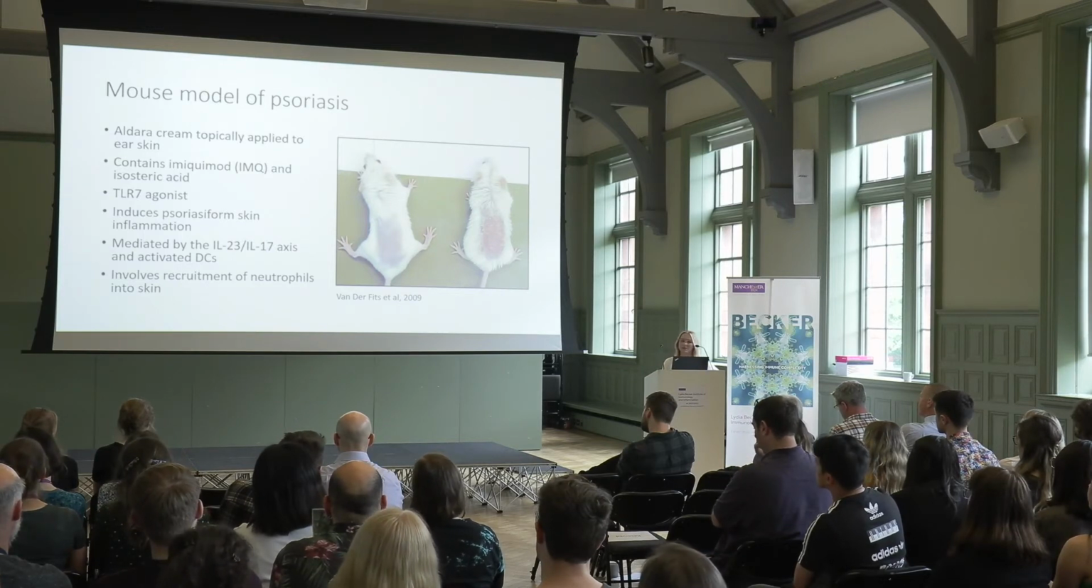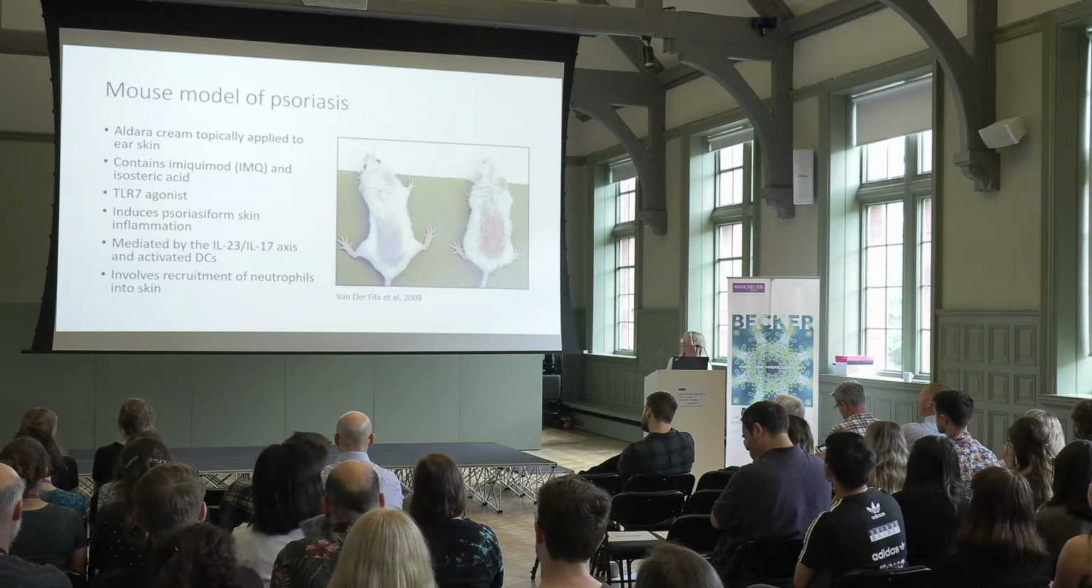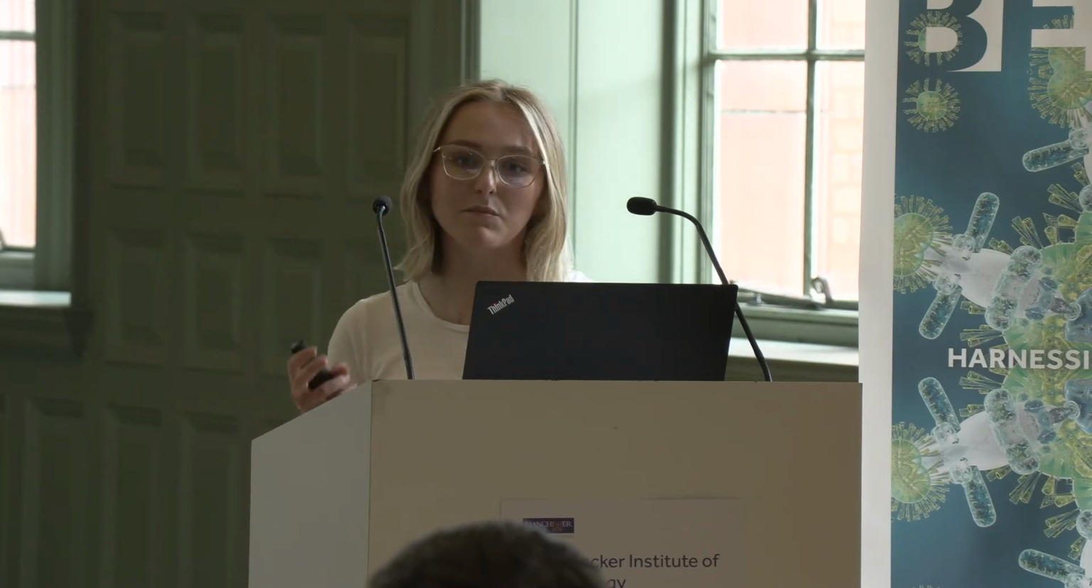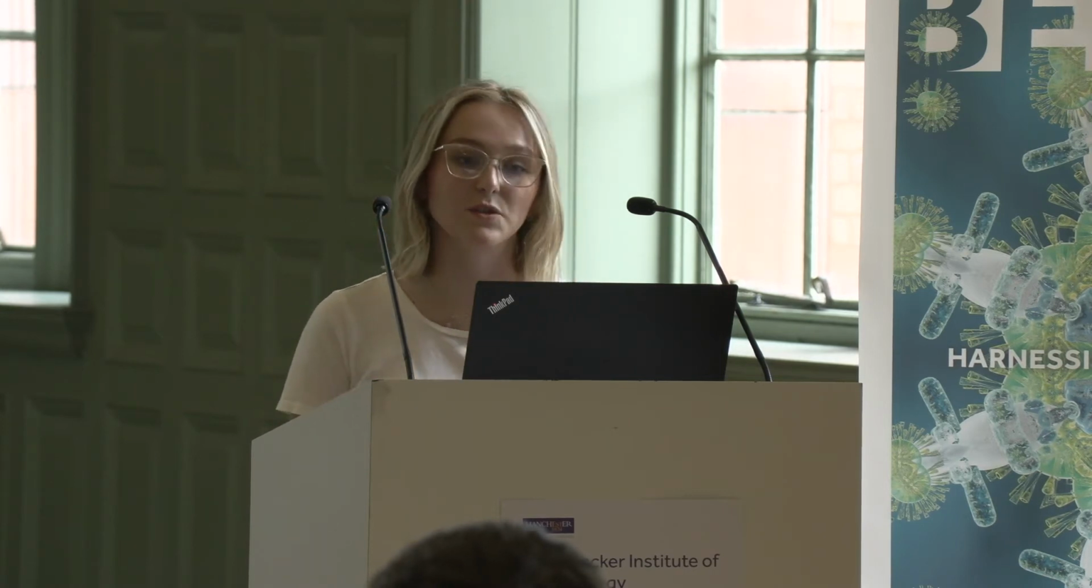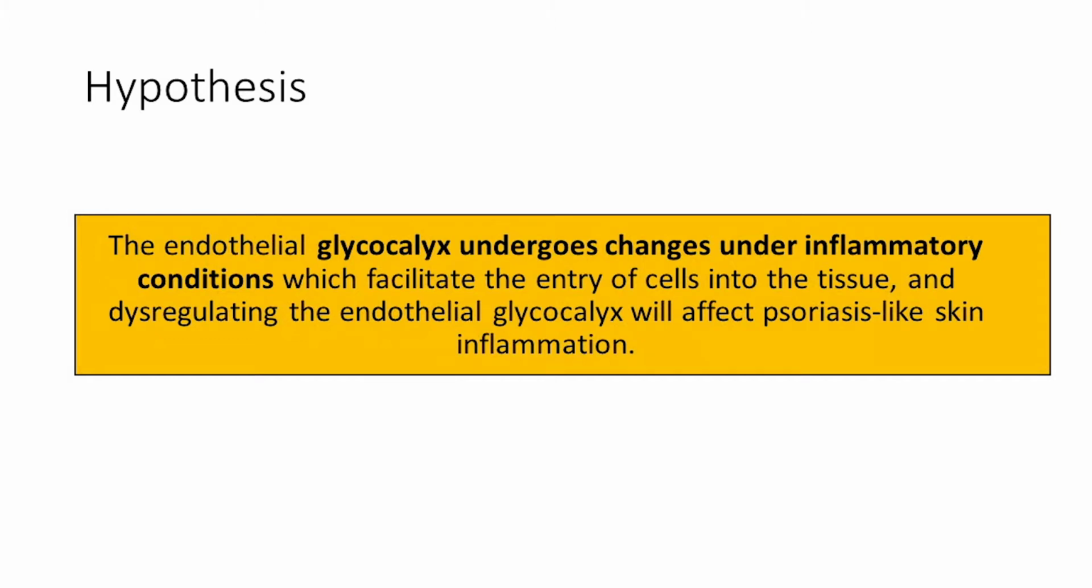And again, neutrophils are an important cell type in this mouse model of the disease, as they are in the human disease. So my hypothesis is that given that this immune cell migration into the dermis is such an important part of the pathology of psoriasis, and given that they're going to have to pass through that endothelial glycocalyx in order to get here, the endothelial glycocalyx undergoes changes in inflammatory conditions, such as with Aldara cream, and these facilitate the entry of cells into the tissue.